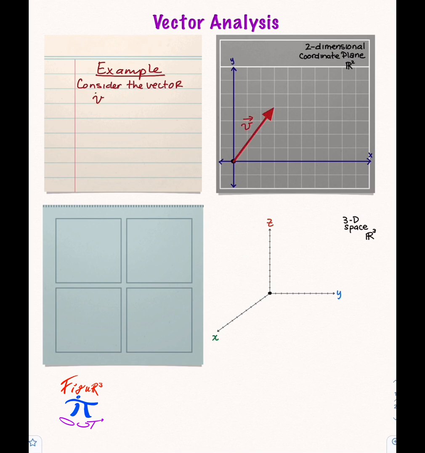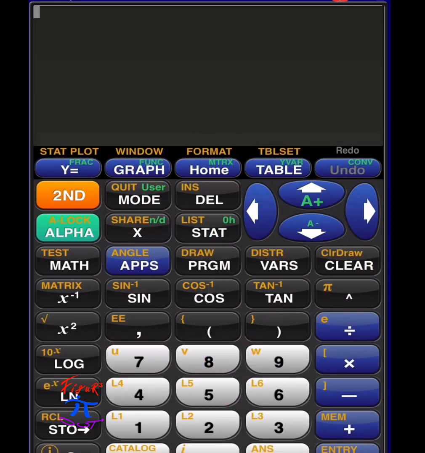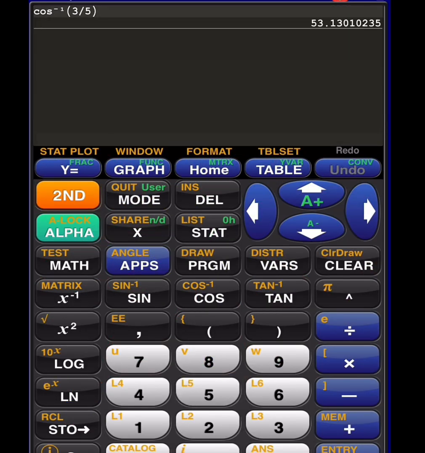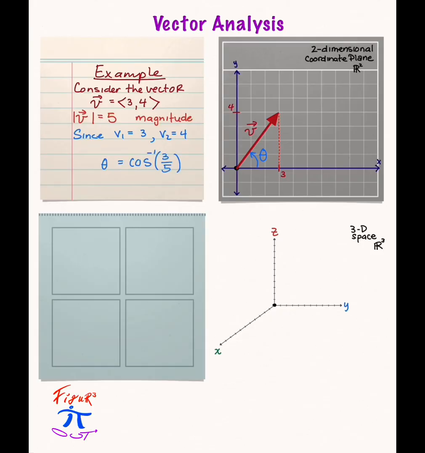Now, consider this vector v = (3, 4), and let's say we want to find its magnitude. We use the formula for vector magnitude, which is really the Pythagorean theorem, and we get 5. It's a 3-4-5 right triangle. To calculate the angle, we take the adjacent over hypotenuse, 3/5. The inverse cosine of this 3/5 will give us an angle here, roughly 53.1 degrees.